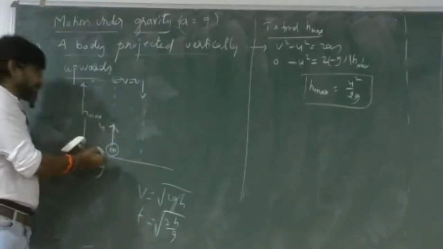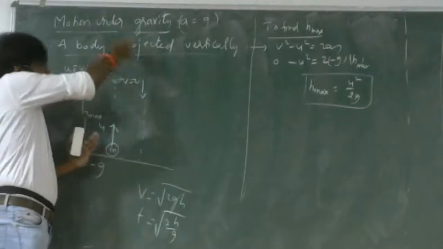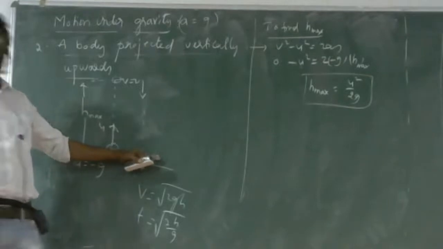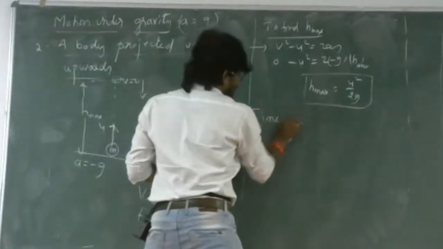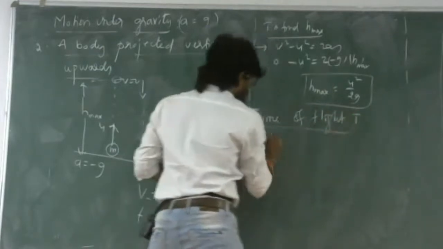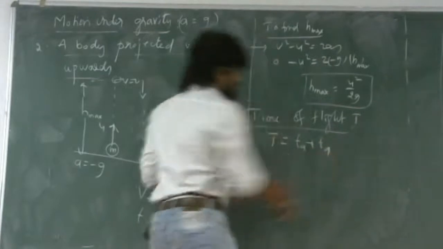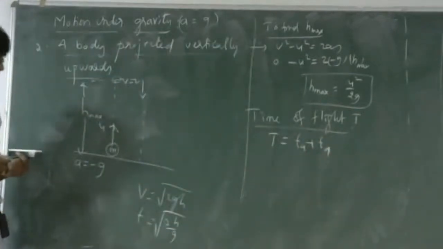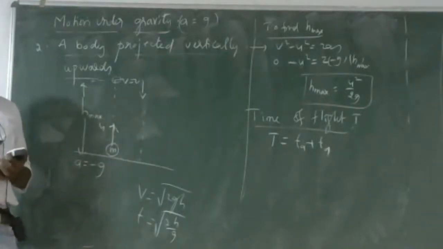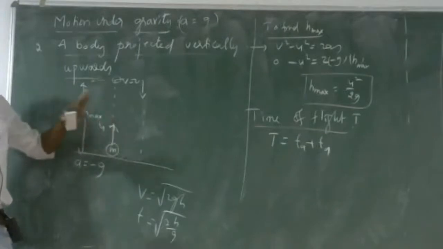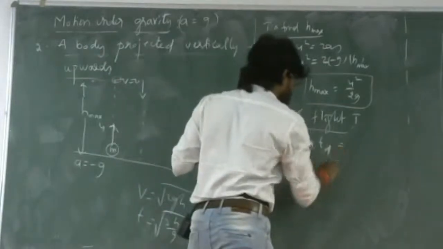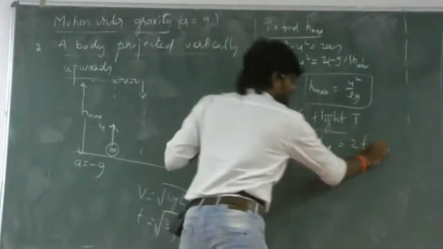Then what is the time taken by the body, once you project it, to go to maximum height and come back to the ground? That time is called the time of flight. Here I am directly giving you the time of flight, capital T, equal to time of ascent plus time of descent. In the absence of external forces, both are equal. So you can also say it is equal to 2 times time of ascent or 2 times time of descent.